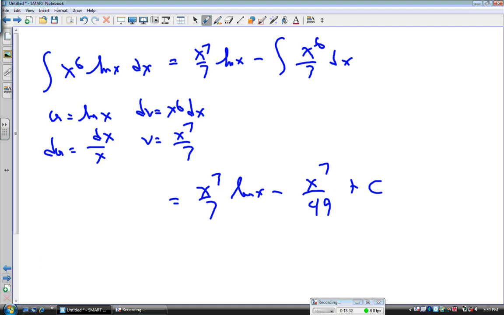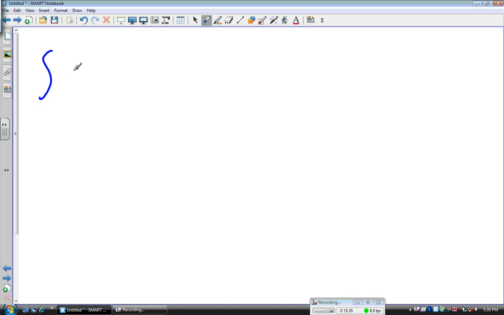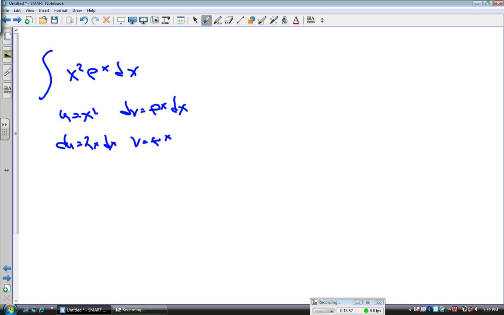All right, try this one on for size. What's the antiderivative of x squared e to the x dx? Well, again, let's see, we've got power, we've got exponential, so poly over exponential, right? Like PET, P-E-T. So u is x squared, dv is all the rest, du is 2x dx, and v is, well, e to the x. So what do we get? We get x squared e to the x, u times v, minus the integral of v du, so minus 2 times the integral of x e to the x dx.